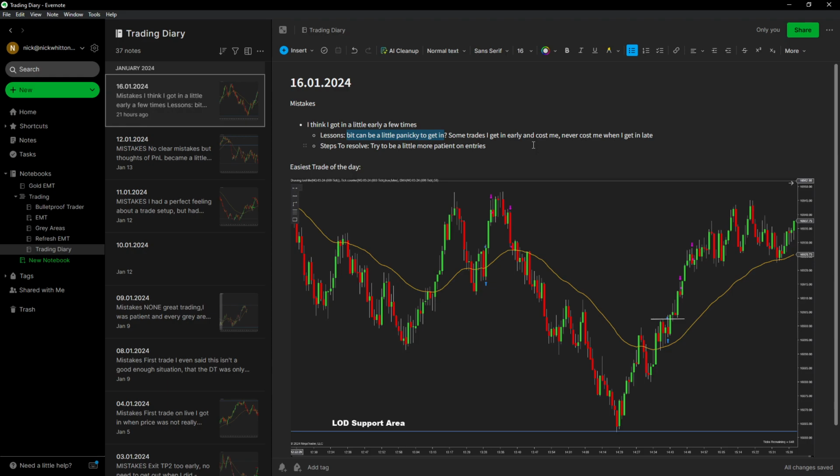And this was the big thing I'm trying to implement right now, that waiting for that extra few seconds is probably never going to cost me. I'm either going to miss the trade, which will be really frustrating, but I'm not going to take a loss, or I'm going to get in when I'm 100% certain it's a good trade.